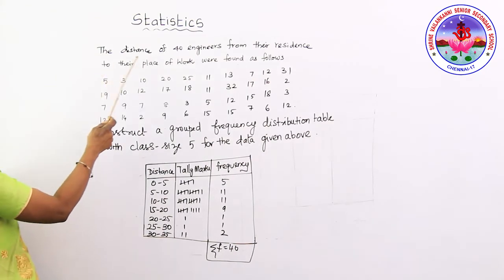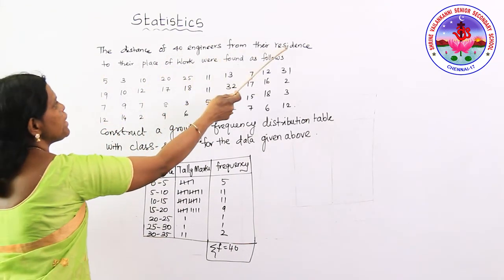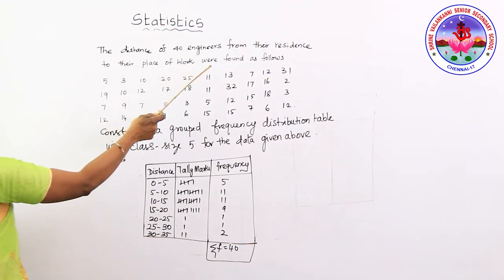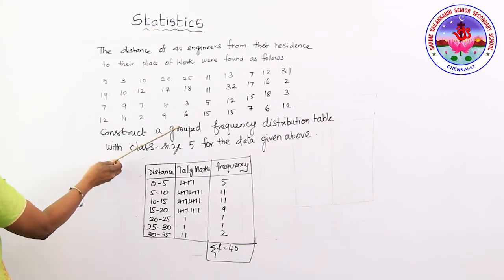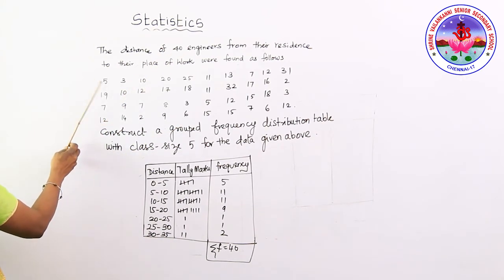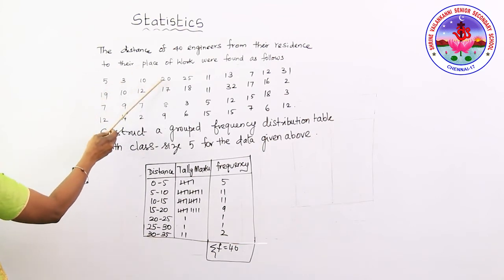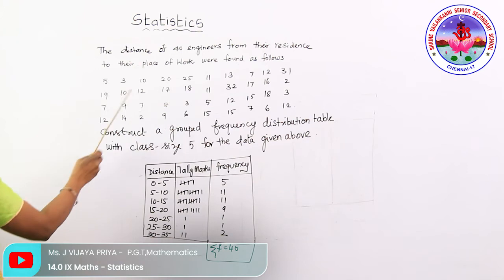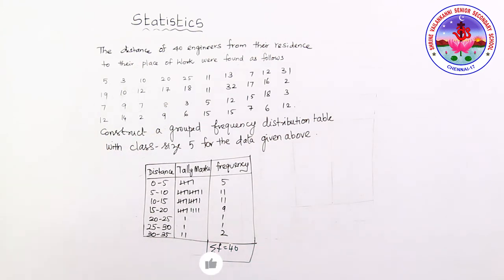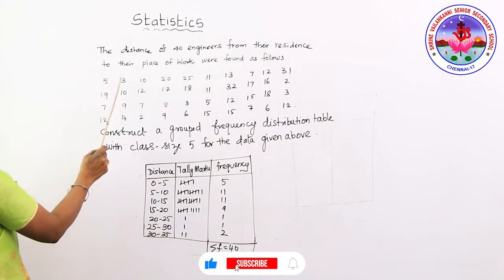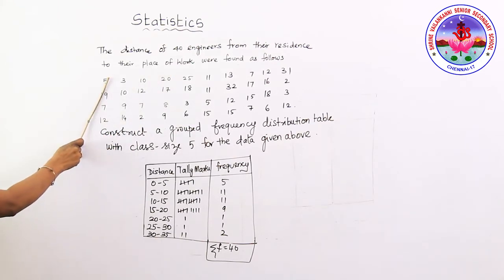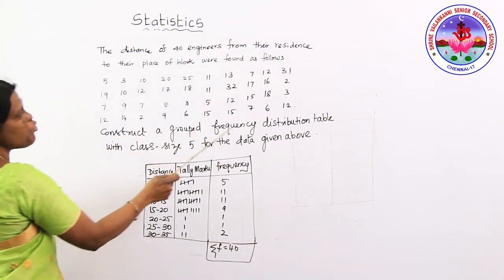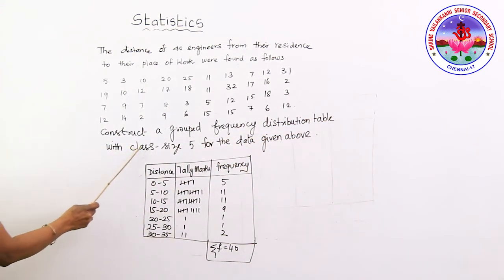One more problem. The distance of 40 engineers from their residence to their place of work was found as follows. So they made a survey about the distance of the 40 engineers from the residence to the workplace. They have given the kilometers for the 40 engineers to cover their travel: 5, 3, 10, 20, 25, 11, 13, 7, 12, 31. All these are the distances where the 40 engineers used to travel from the residence to the workplace. Construct a grouped frequency distribution table with the class size as 5.